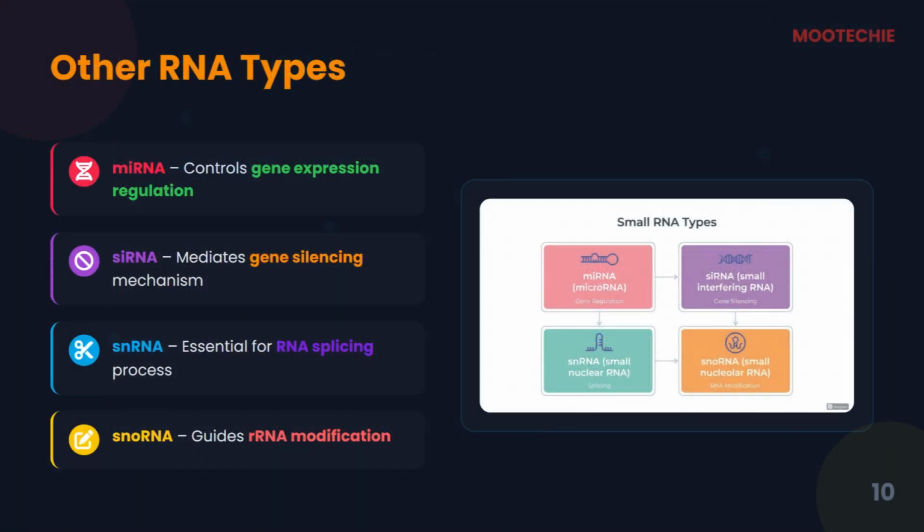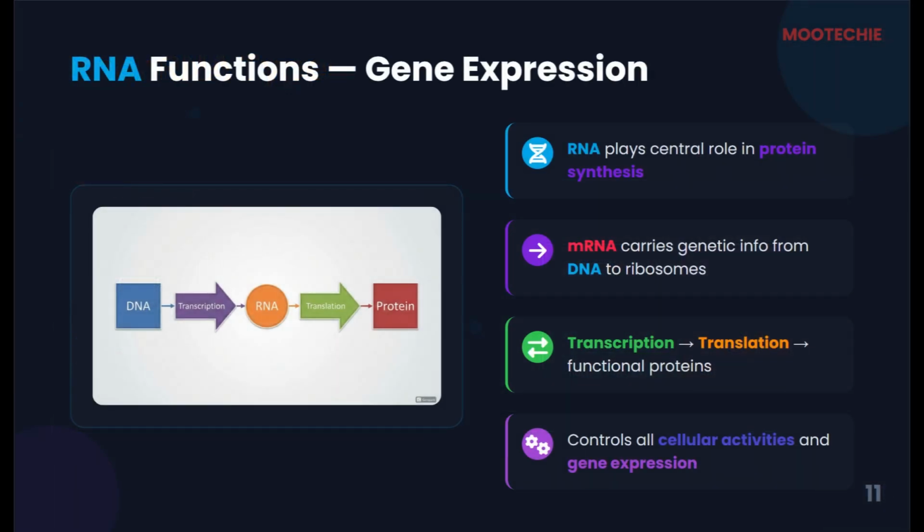Beyond the big three, there's a whole universe of other RNA types with specialized jobs. miRNA, or microRNA, is involved in controlling gene expression. siRNA, small interfering RNA, mediates gene silencing. snRNA, small nuclear RNA, is essential for the RNA splicing process. And snoRNA, small nucleolar RNA, guides the modification of rRNA. The slide has a simple graphic listing these small RNA types, reminding us that RNA's roles extend far beyond just carrying a message. So, bringing it all together, what are the core RNA functions in gene expression?